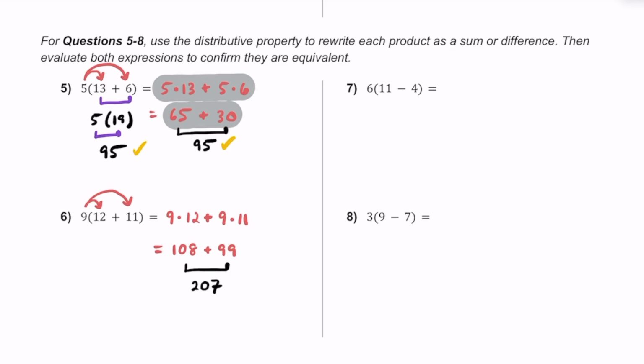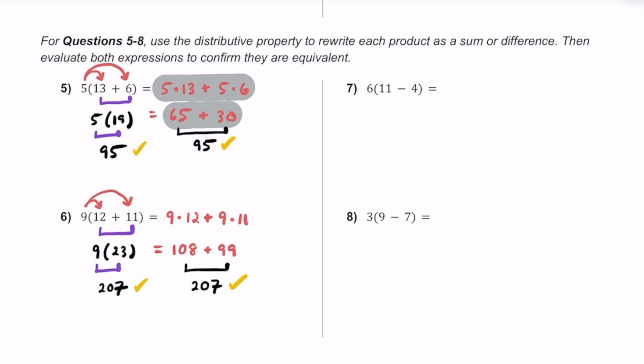Okay. Now let's evaluate the original expression using the order of operations. So parentheses first, 12 plus 11 is going to be 23. So we have 9 multiplied by 23 here on the left side. And then if we multiply this 9 times 23, that is going to be 23 times 10, which is 230. But then take away 23, that's going to be 207, right? So it looks like on the left side and the right side, we get 207 either way.